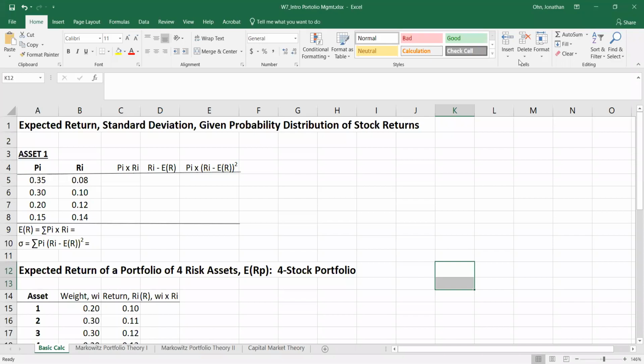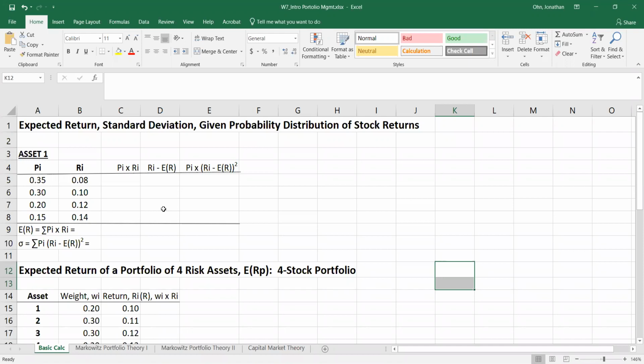Okay. All right. Today we will do investment portfolio theory. After we finish this basic calculation, we'll cover Markowitz portfolio theory part 1, and then part 2, and finally capital market theory. So the first part, basic computation or calculation, we already did in chapter 1 and 2. So let's do some review.